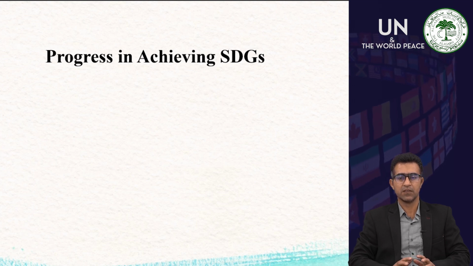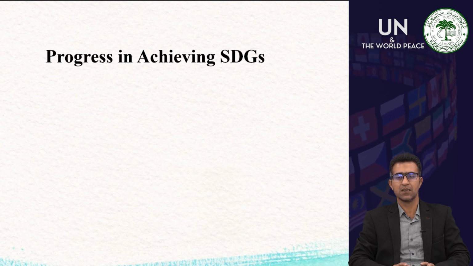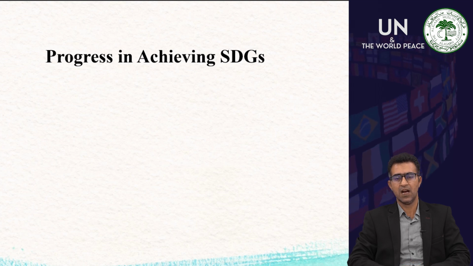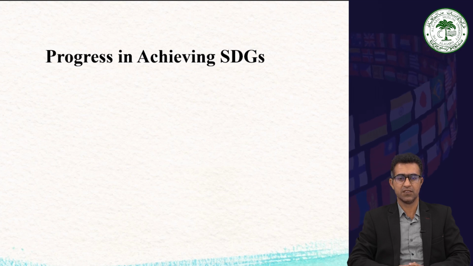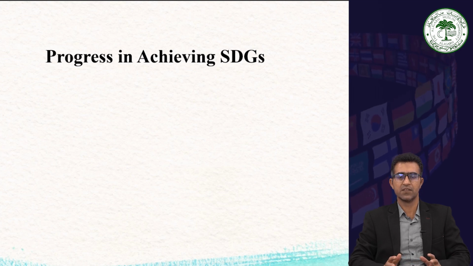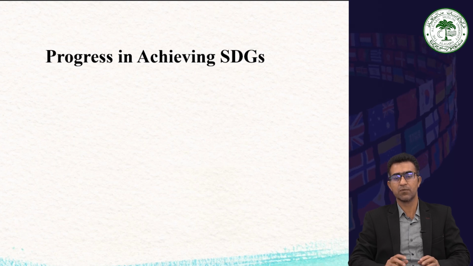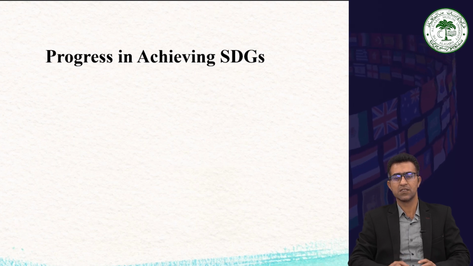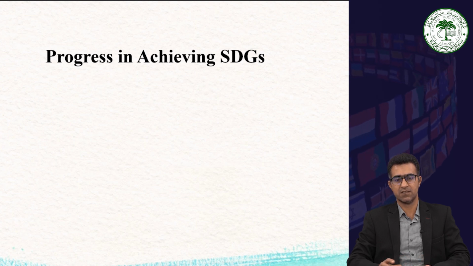Look at the second goal of sustainable development, zero hunger. Overall, there has been progress in reducing hunger globally, with the number of undernourished people declining. However, challenges persist, particularly in regions affected by conflict and climate change. For example, efforts such as improved agricultural practices, increased food production, and social safety nets have contributed to reducing hunger in many countries.